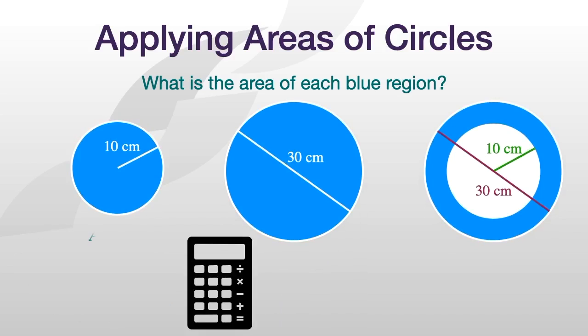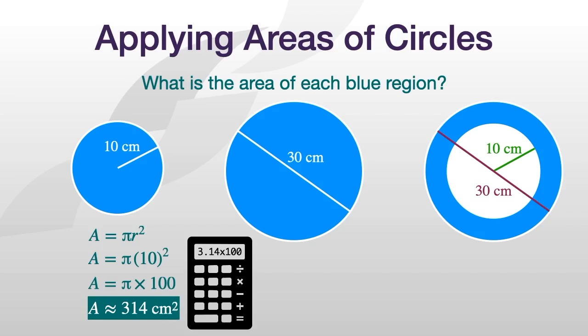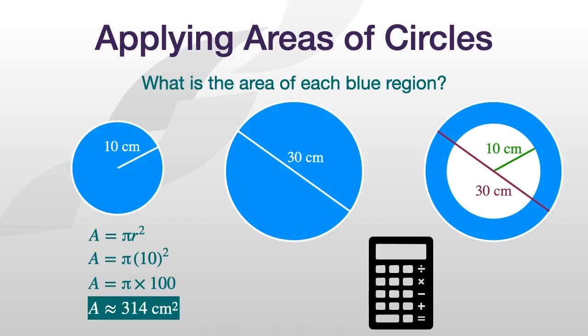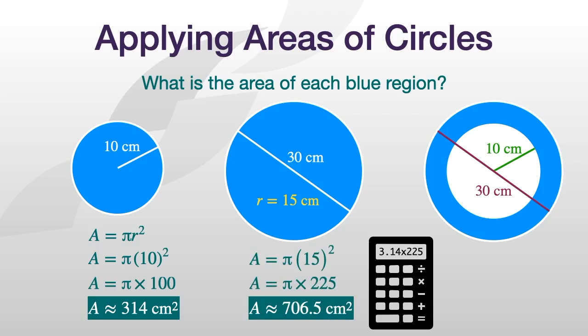For the first circle, we can use area equals pi r squared. The radius is 10 centimeters, so the area is pi times 100, which is 314 square centimeters. For the second circle, we first need to realize that the radius is half of the diameter, so it is 15 centimeters. So the area is pi times 15 squared, which is pi times 225, which is 706.5 square centimeters.